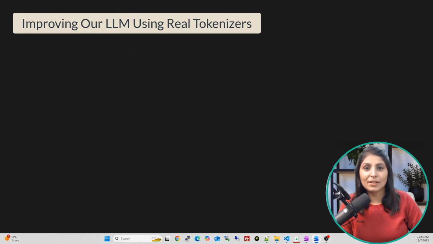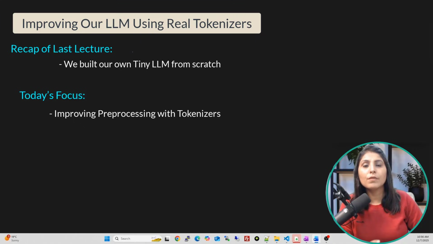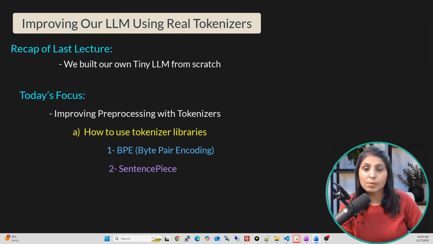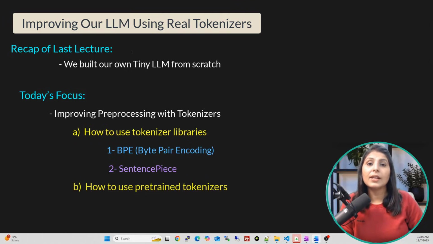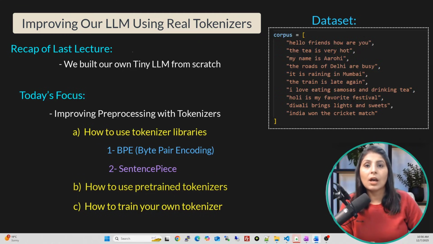Now let's start today's lecture. So in our last lecture, we built our own LLM from scratch. And today we will work on the same code, but we will improve it. Majorly, we will focus on tokenization libraries. So we will learn how to use tokenizers like BPE and SentencePiece. After that, I'll show you how to use pre-trained tokenizers, and then we will see how to train our own tokenizer. And guys, we will use the same dataset which we used in our last lecture, these 10 lines, and our LLM code will also remain same.